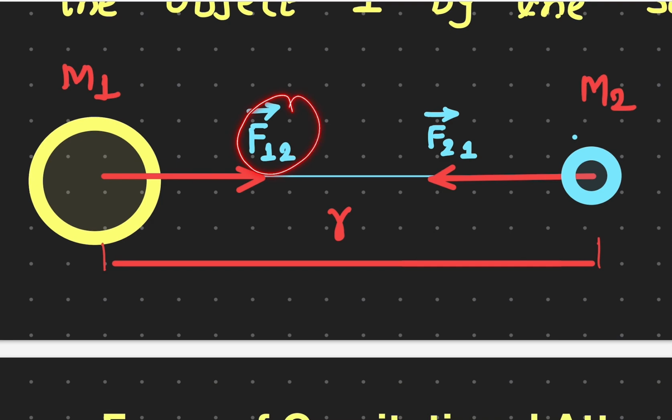These two forces are always equal in magnitude and opposite in direction. Remember, these two forces have exactly the same magnitude and opposite direction. For example, the force on the first object due to the second object is in this direction here, and the force on the second object due to the first object is along this direction. So you can see the forces are in opposite directions, but the magnitude is always the same.